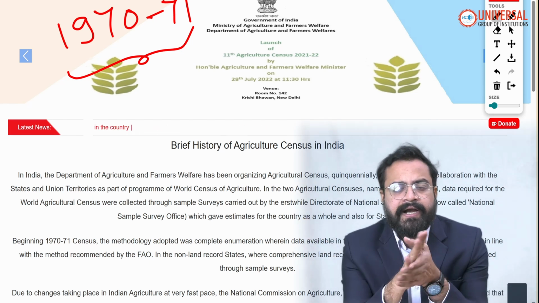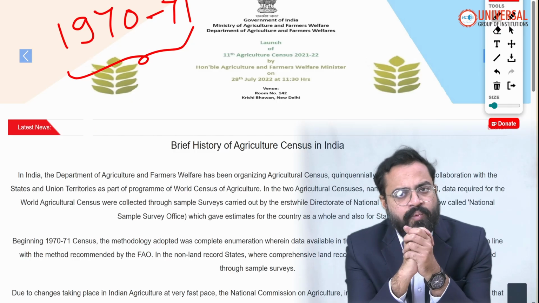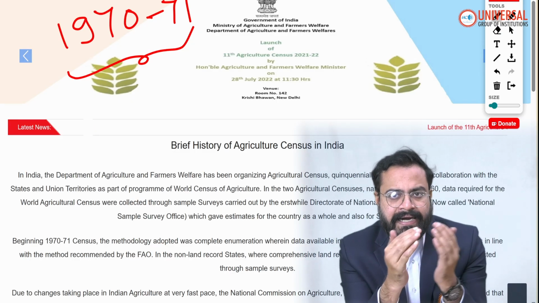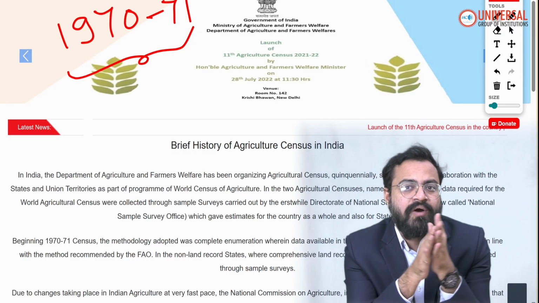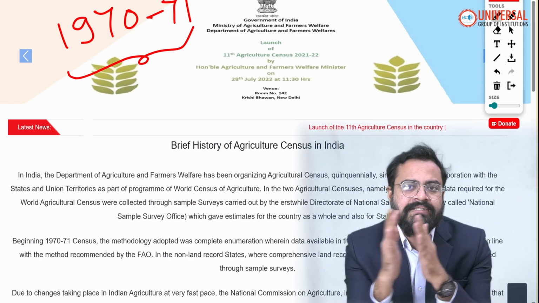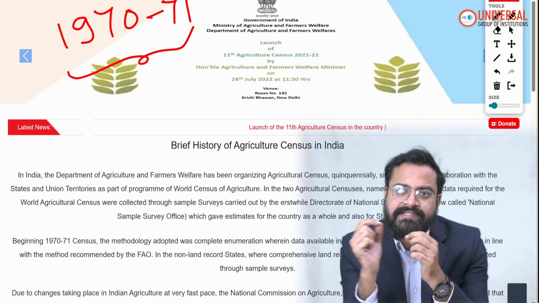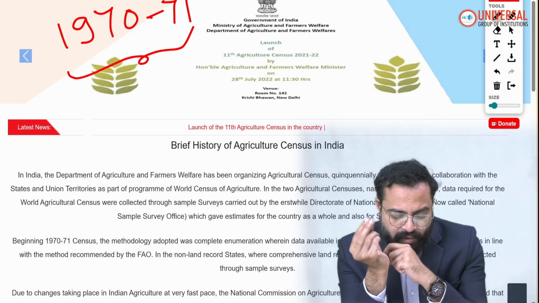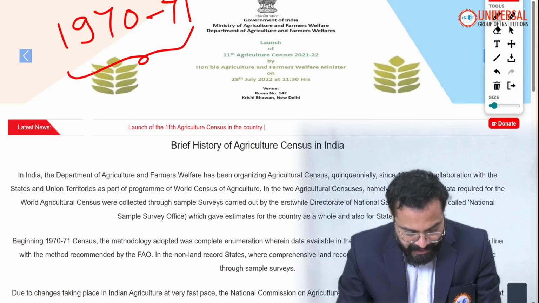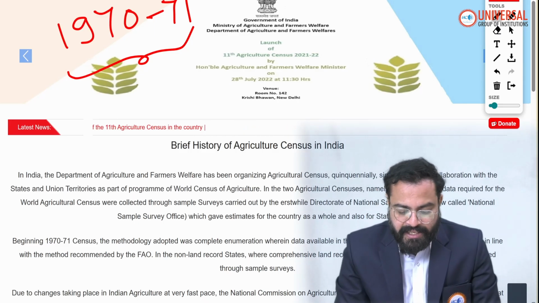Let's say there are 100 households in a village. If I visit every household and collect the data, that is called the census. If I only select 10 households, then it is called a sample survey. A small sample is being collected. So remember this very clearly.